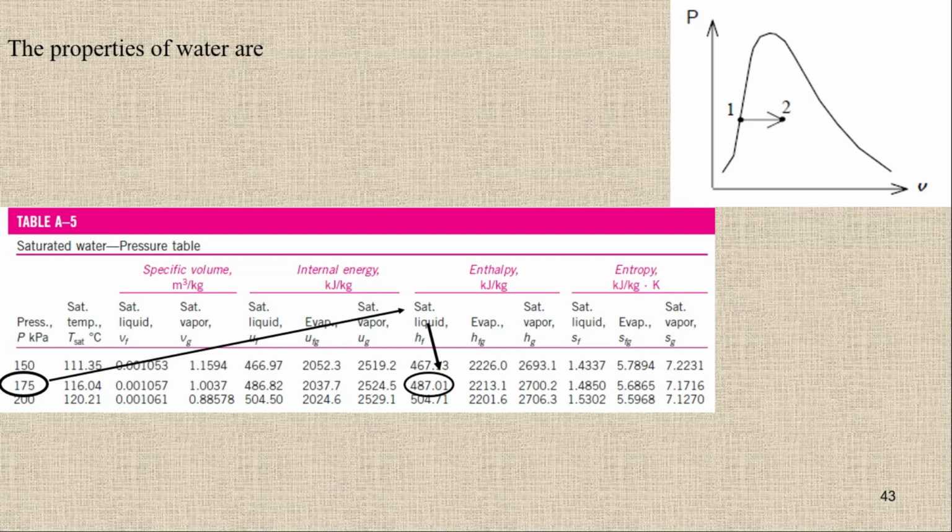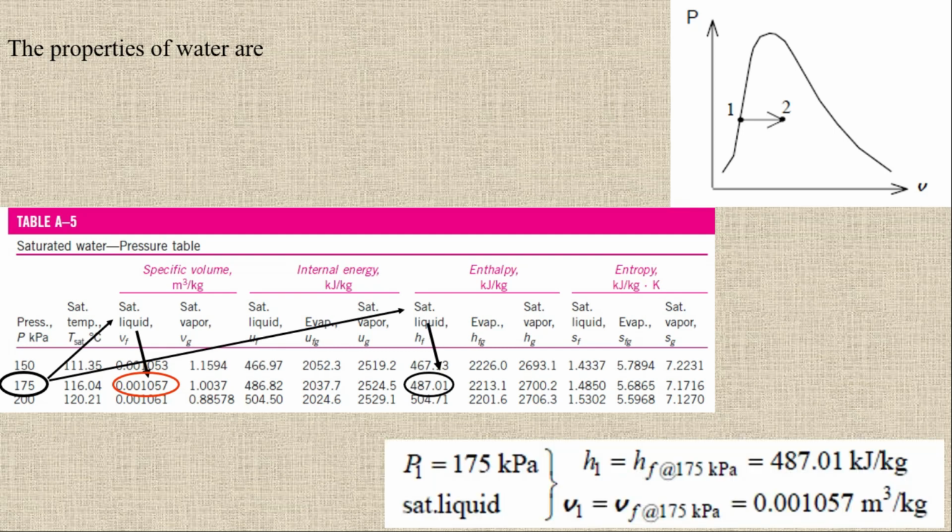Now if I have to check the specific volume, it will be like this. We have 175 kilopascal, and the value of Vf, or the saturated liquid value, is simply this one, which is 0.001057. So I can write like this. At 175 kilopascal with saturated liquid, the values of H1 and V1 are already mentioned here. Now we have the value of H1 and V1, so I'm going to find out the value of mass.